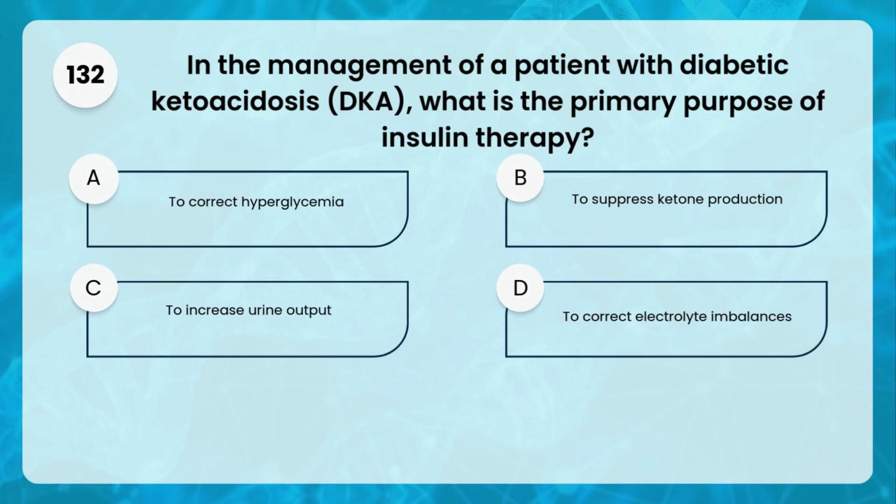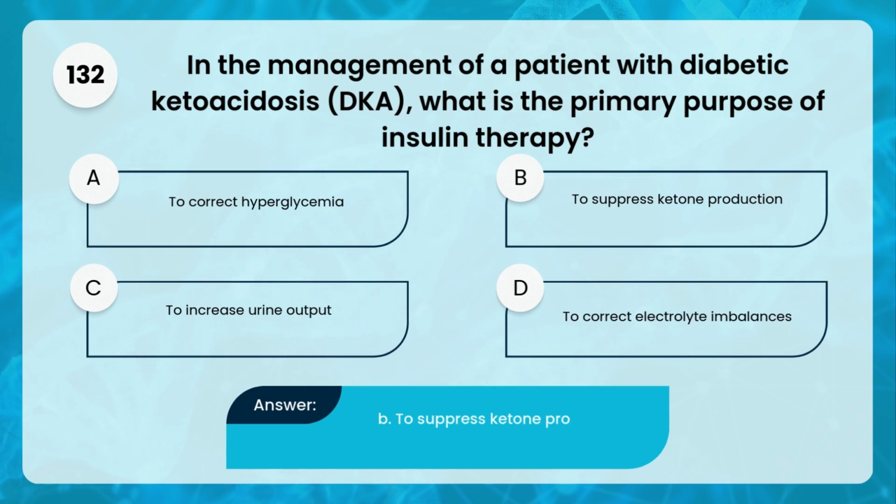132. In the management of a patient with diabetic ketoacidosis, DKA, what is the primary purpose of insulin therapy? A. To correct hyperglycemia. B. To suppress ketone production. C. To increase urine output. Or D. To correct electrolyte imbalances. The answer is B. To suppress ketone production.